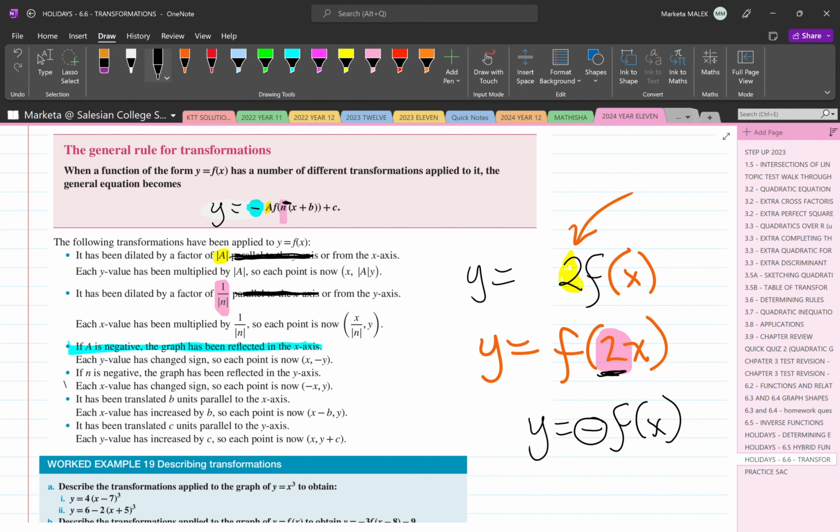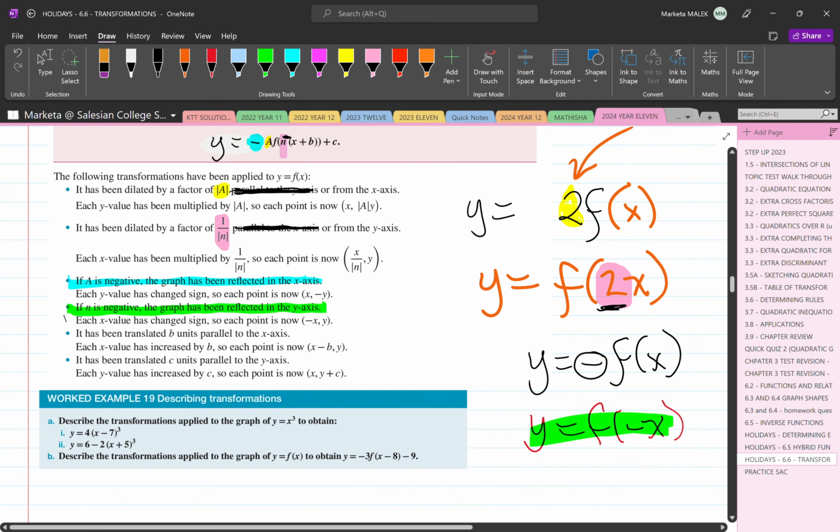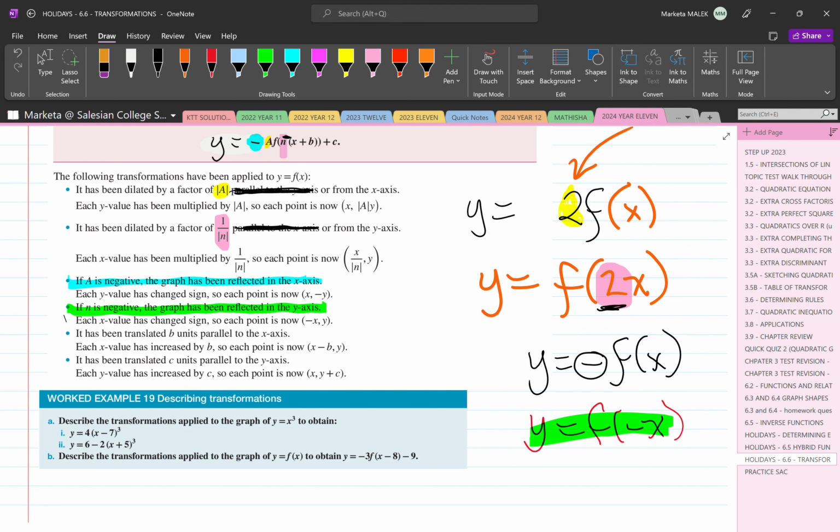And we could have a negative on the n value as well, so I wasn't able to fit that in, but that would go y equals f of negative x. And this one, well, let's make that green. This is a reflection in the y-axis, so that affects our x values. So dilations and reflections affect the opposite. So if it's a dilation from the x-axis, it affects y. If it's a reflection in the y-axis, it affects x.